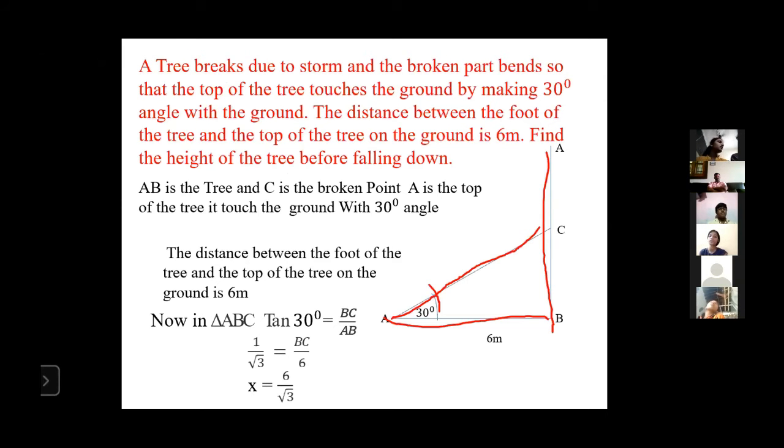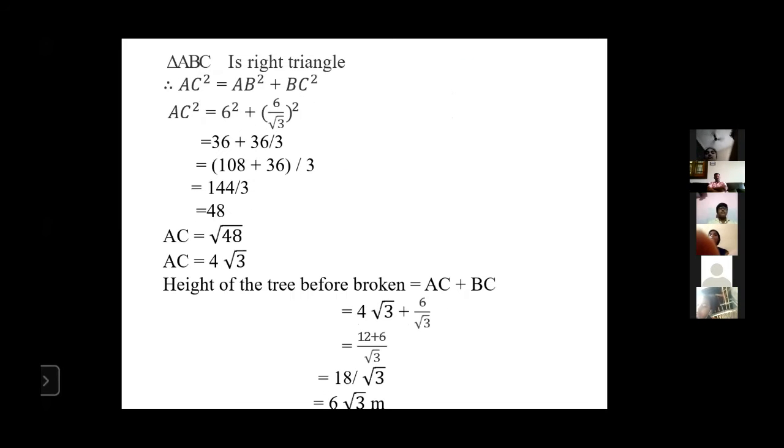Here we got the BC value and the AC value. So what is the total height of the tree? It means AC plus BC. Yes. So we got both values. Now let's add both values. AC plus BC is the total height of the tree. The AC value we got is 4 root 3 and the BC value we got is 6 by root 3. Here, 4 root 3 plus 6 by root 3.